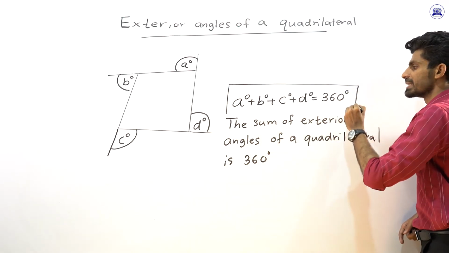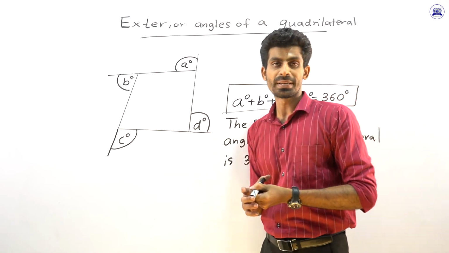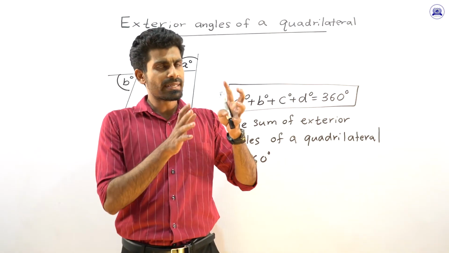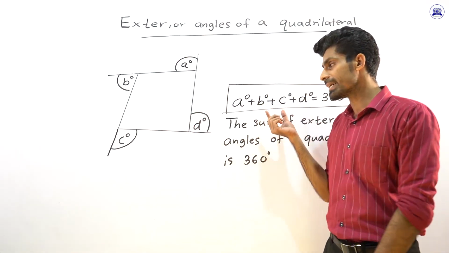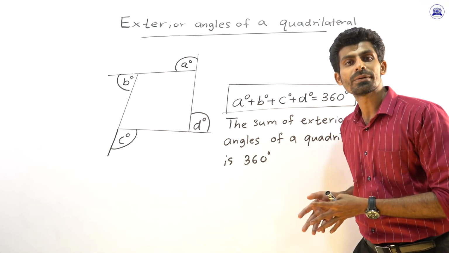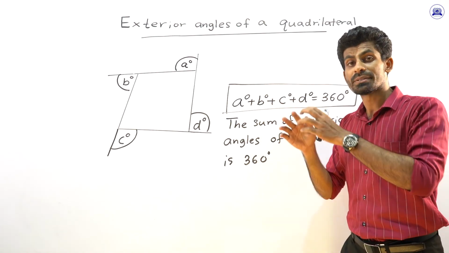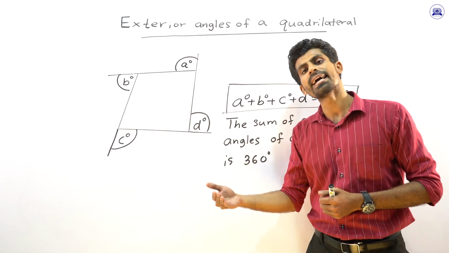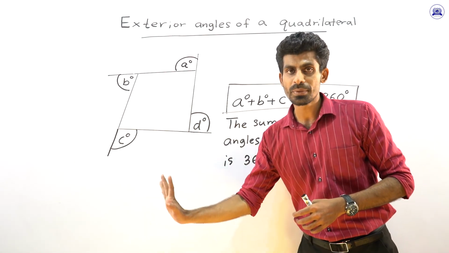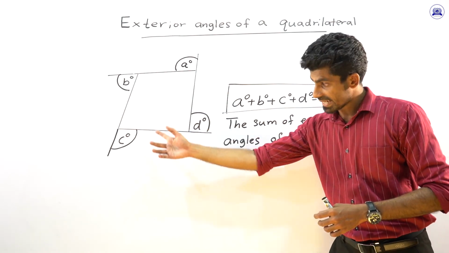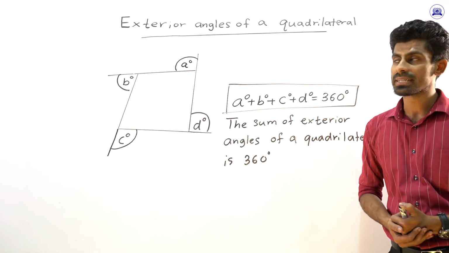So we know that A plus B plus C plus D equals 360 degrees. In a triangle or a quadrilateral, the sum of the exterior angles is equal, right? In a triangle also 360, though the interior angles sum to 180. In a quadrilateral, the interior angles are 360 and the exterior angles are also 360. So that is the theorem, right?